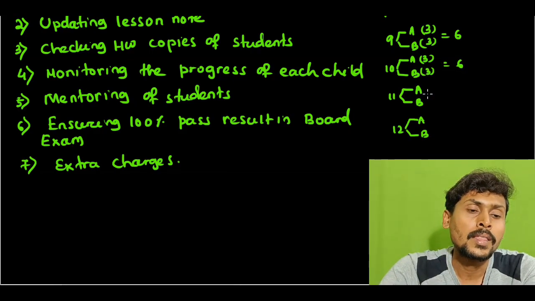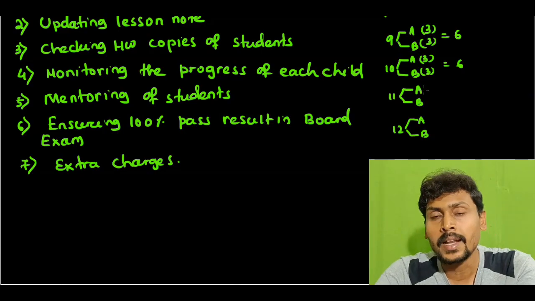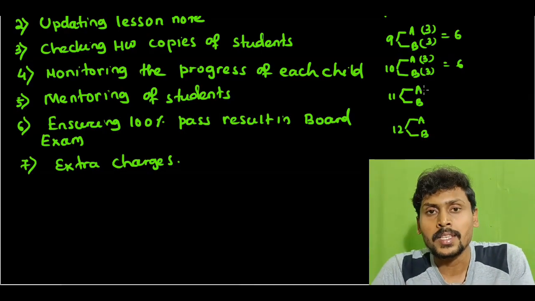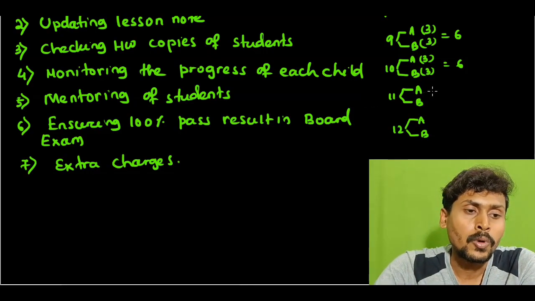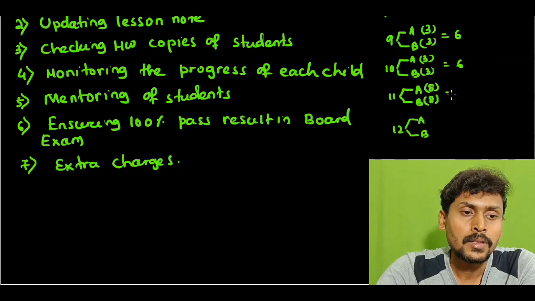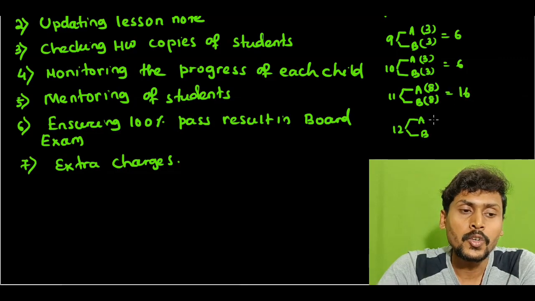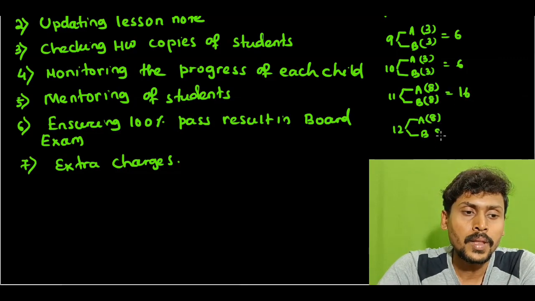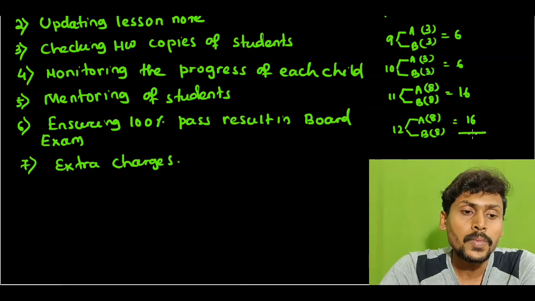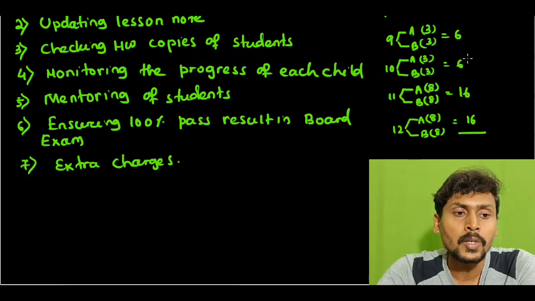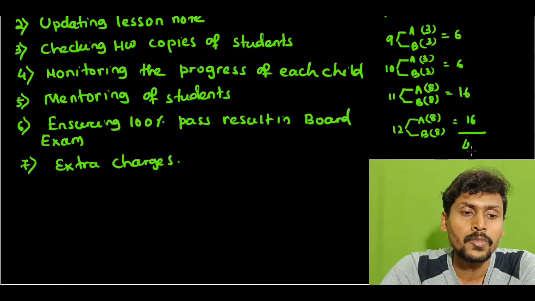In 11th, in each section you have to take 8 classes. So 6 classes will be theory and 2 classes will be practical. So the total is 8 classes. So 8 for A and 8 for B makes 16. Similarly for 12, 8 for A and 8 for B, which is 16. So the total will be 16 plus 16 is 32, 32 plus 12 comes to 44 classes.